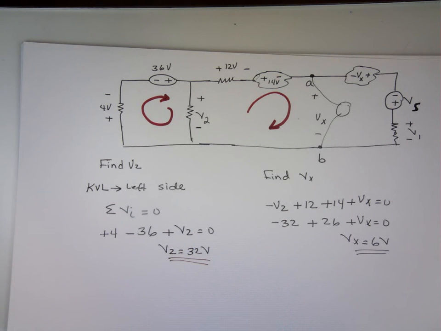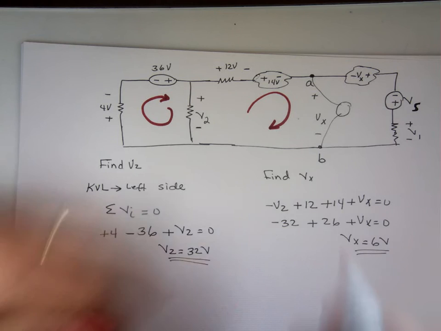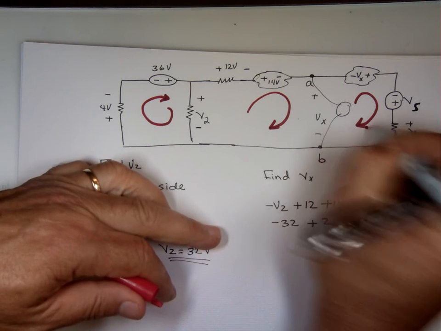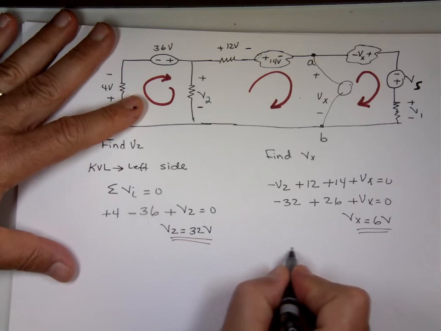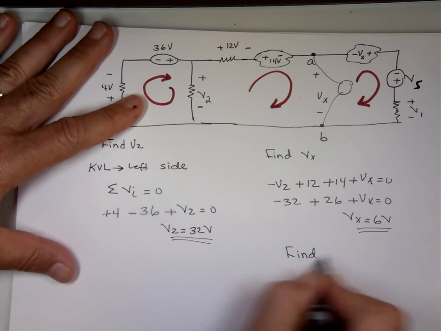Now let's look at the right side. Right here. Let's say find V1. Let's do a loop right here. That's where V1 is.